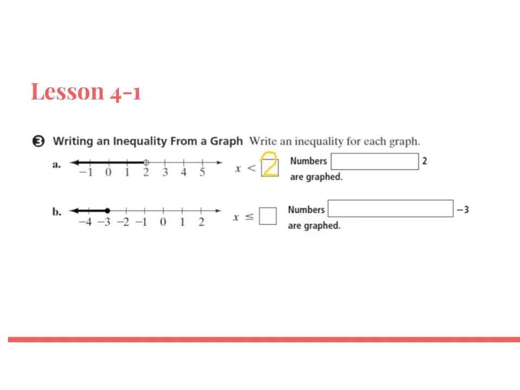In example B, we are looking at numbers that are less than or equal to -3, and we replace that with a -3 there. And again, notice how this is filled in. So remember, when we're looking to the less than, we're going usually to the left, and numbers that are greater are on the right.